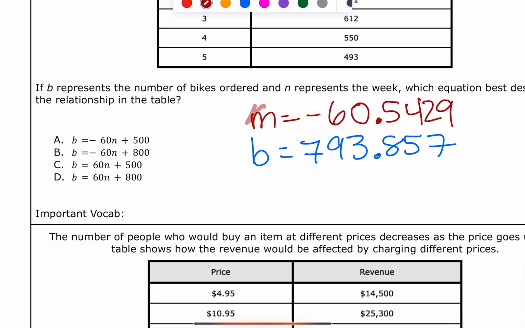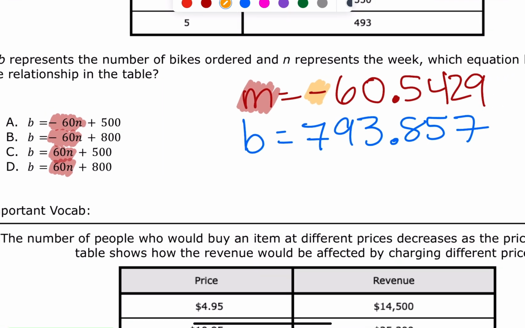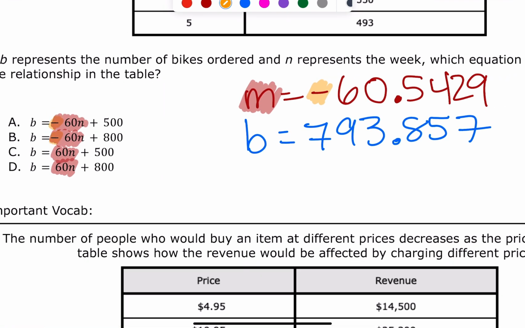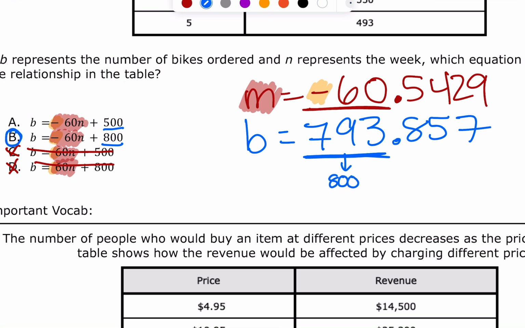So let's just look at this real quick. I know my M always goes with X. Always goes with X. So that means it's always going to go to the letter on the right side. So I know for a fact that it's negative. If I look at my answers, I see A is negative, I see B is negative, I see C is positive, I see D is positive. So I know C and D are out of the question. Okay, it's negative 60. Now, if I look at my B value, you have 793. If I look at my B values here, 500 and 800. The number closest to 793 is 800. So my answer would be B.